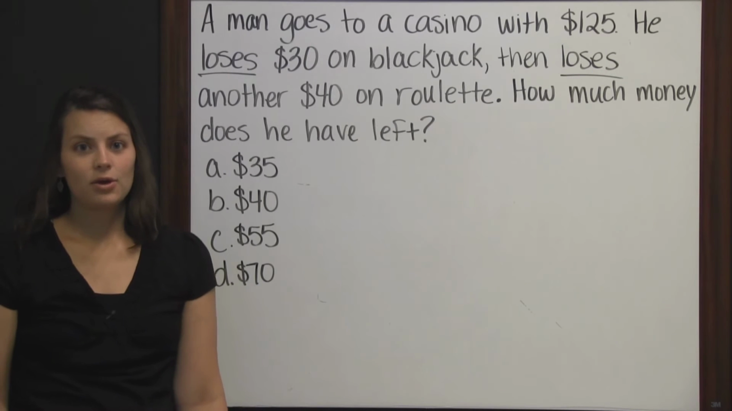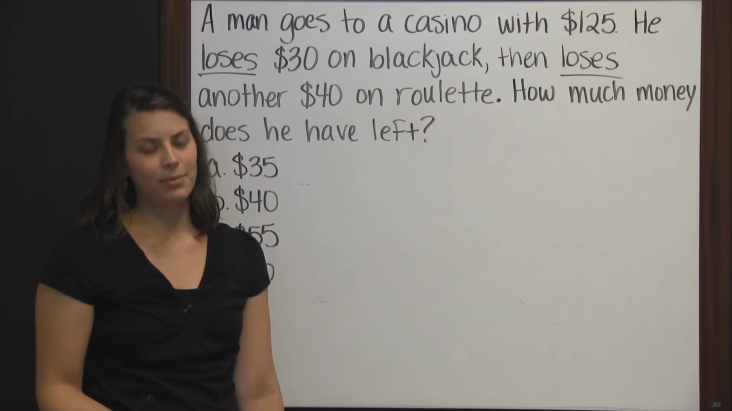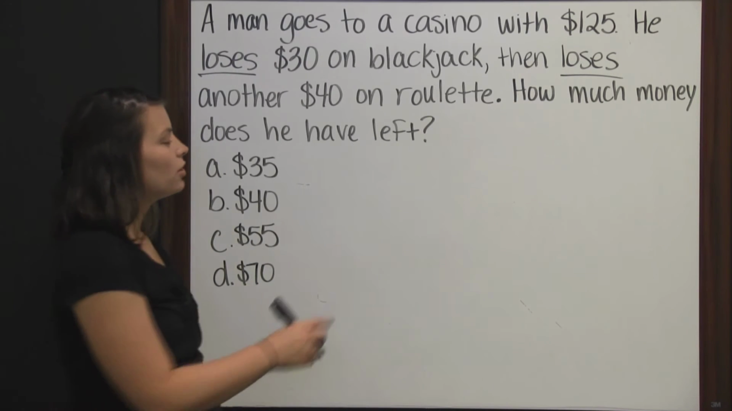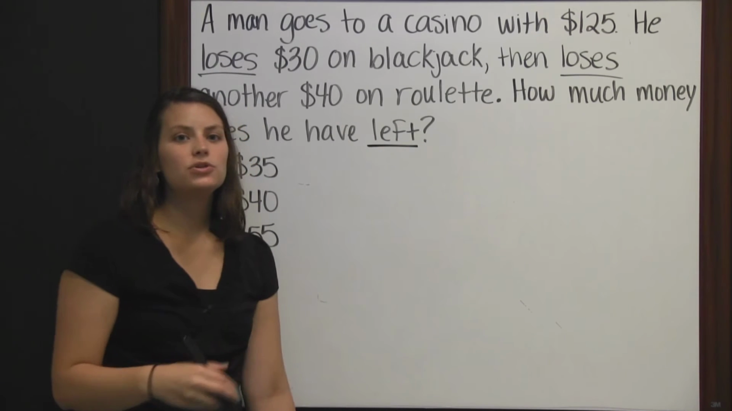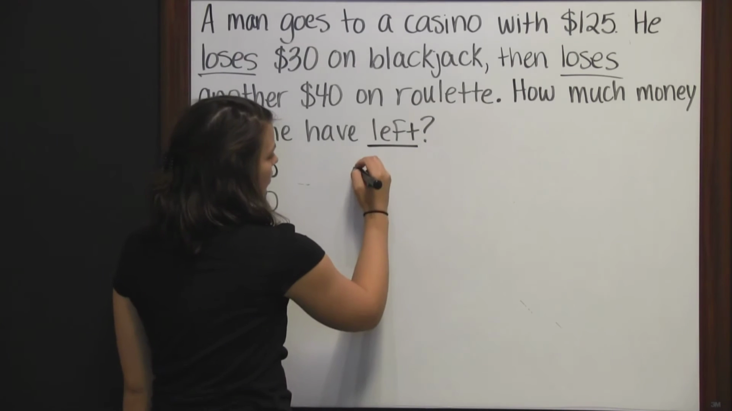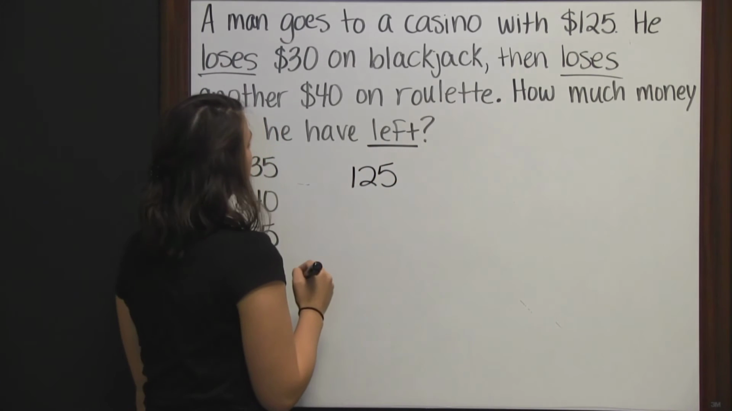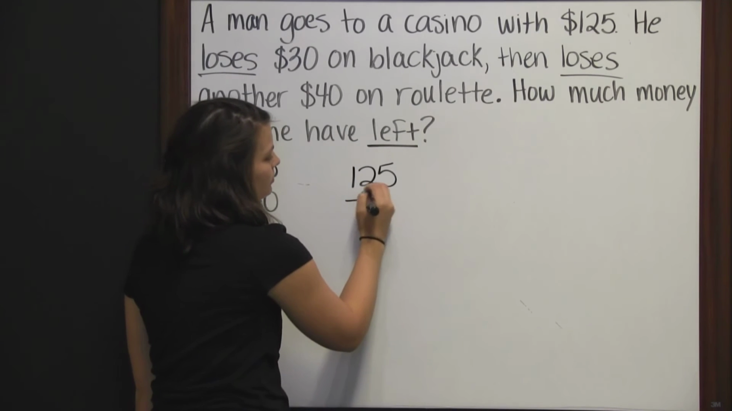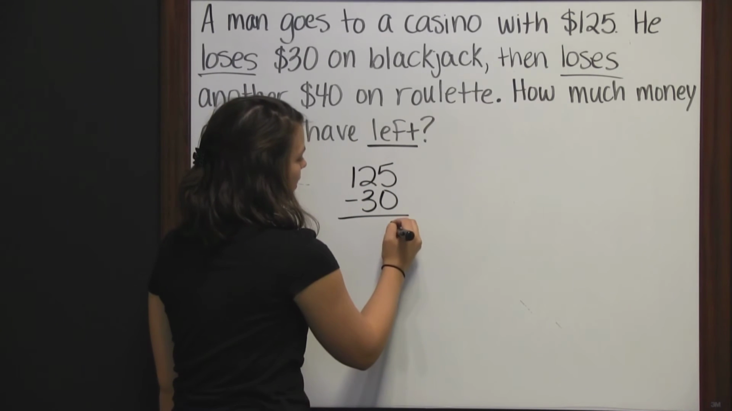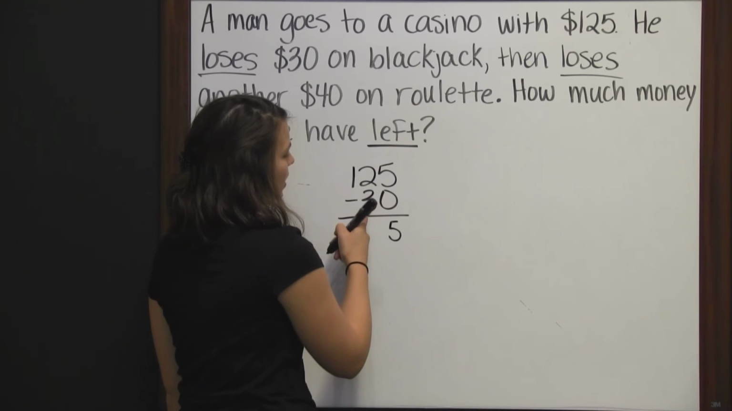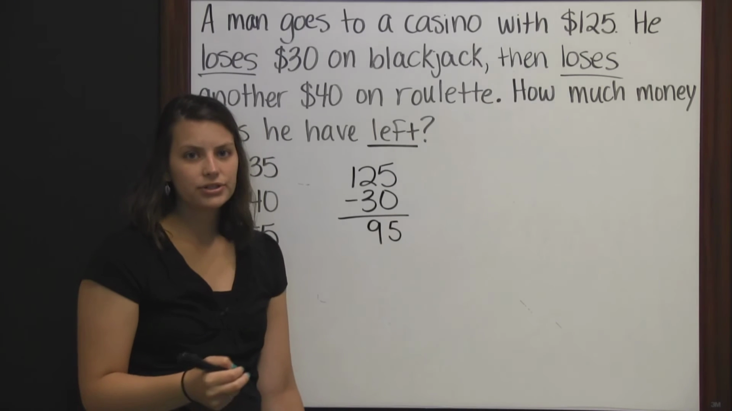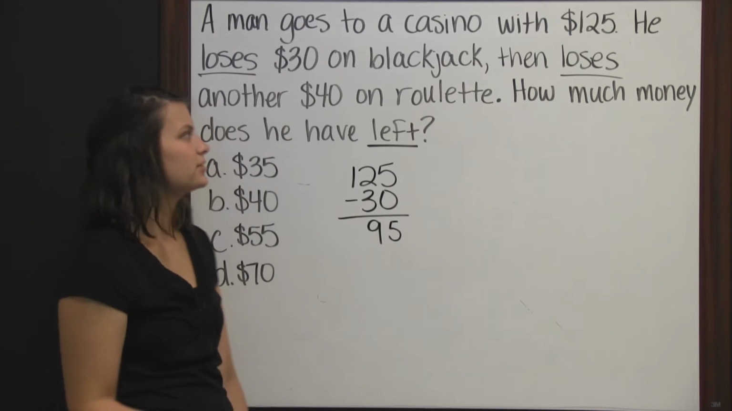He's losing money, which means that's money that is taken away from him or subtracted from his total. So to determine what he has left, we're going to subtract the money he lost from what he came with. So he started with $125. Then he lost $30, so subtract $30 from how much he has. 5 minus 0 is 5. And 12 minus 3 is 9. So after he lost the $30, he still had $95 left.